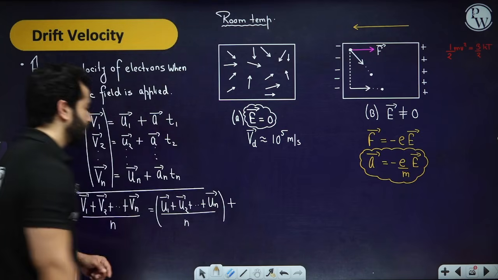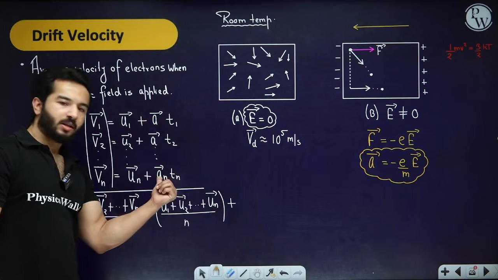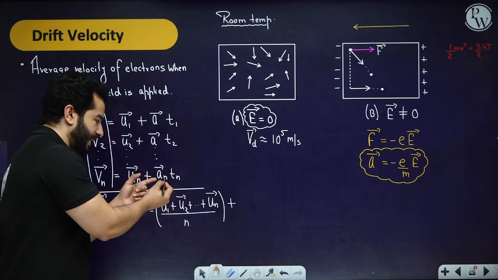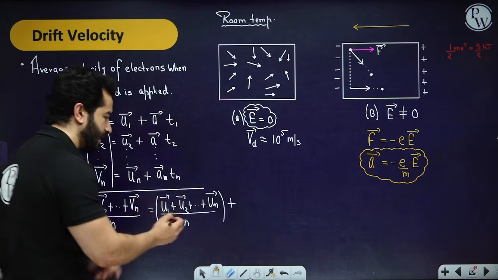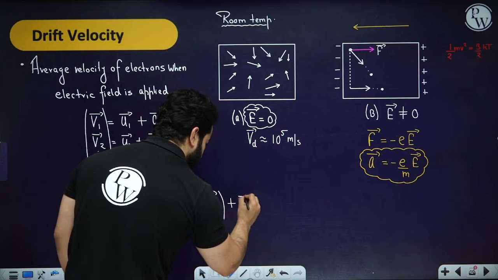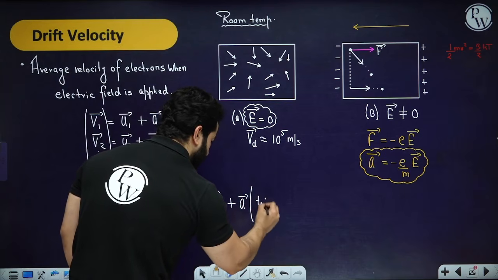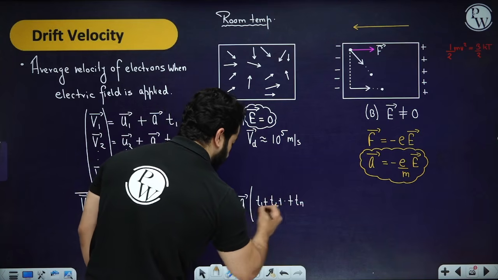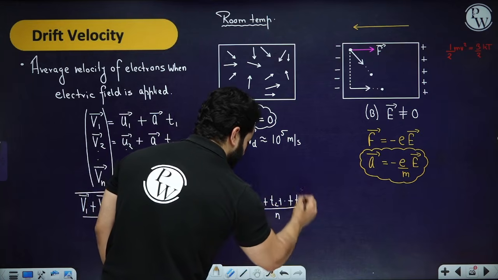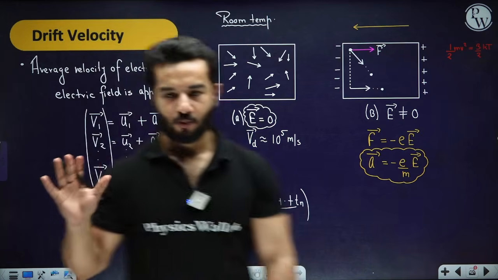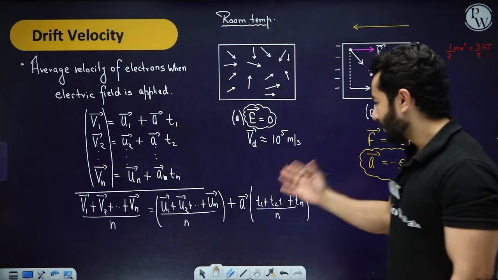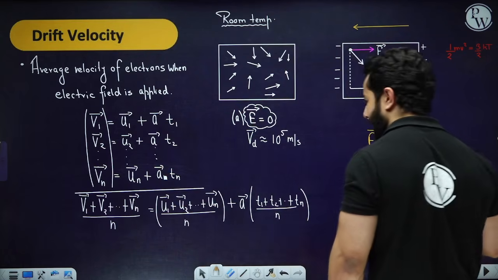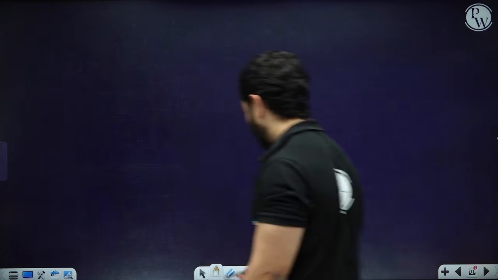plus acceleration is common, right? And obviously I don't have to write the n over here. Acceleration is the same, so I'll take a as common, and I'll write t1 plus t2 and so on plus tn, whole divided by n. Hopefully everything is clear till this point. Please have a look. After this, let me write it somewhere else, over here on the new page.